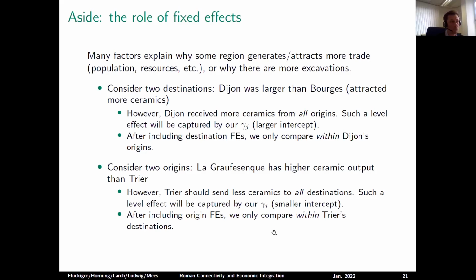This also takes account of the fact that there might be excavation bias. So there's places where, in England, you will be more interested in Roman history maybe than in Spain. And there's just more digging going on. And you will be finding more ceramics, obviously, because of that fact. And this excavation bias will also be captured by our fixed effect because it will be true for any origin production site.